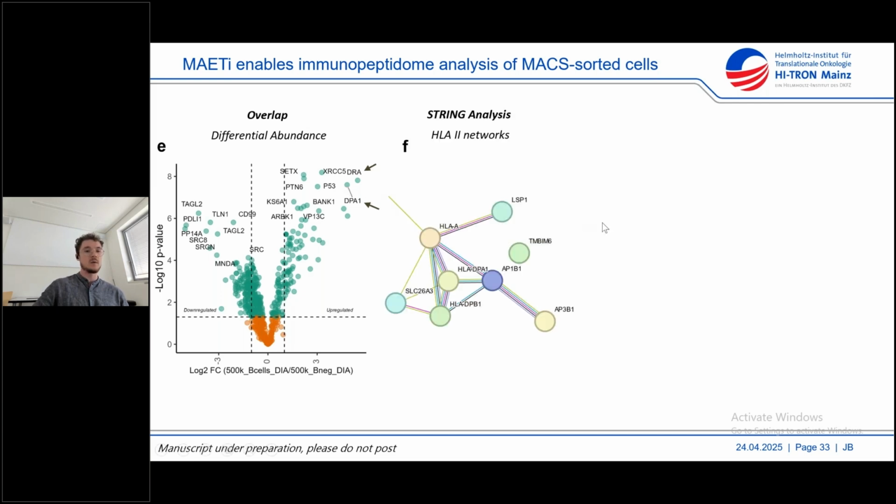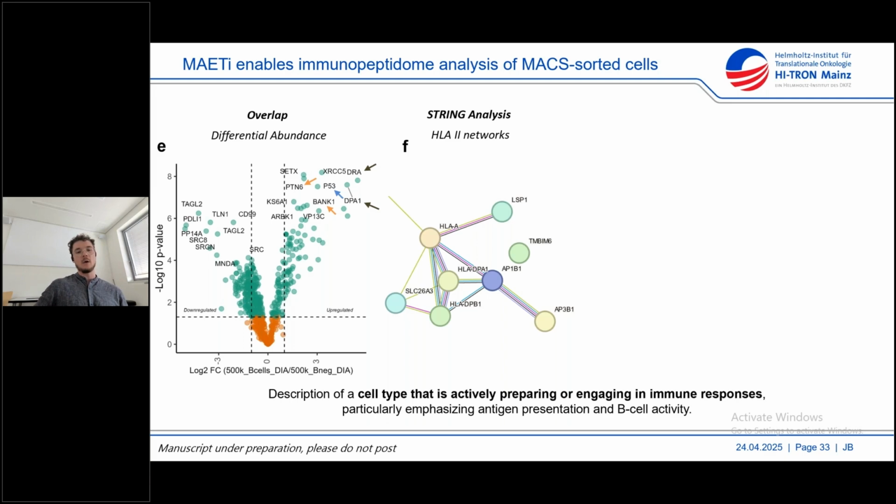representations here of the class 2 antigen presentation networks, which is also reflected in the STRING analysis here. You can also see a prominent differential ID popping up, which is P53, but there are also B cell specific or associated factors such as PTN6 and BANG6. And overall, this describes the cell type that is actively preparing or engaging in immune responses, and particularly emphasizing antigen presentation and B cell activity.